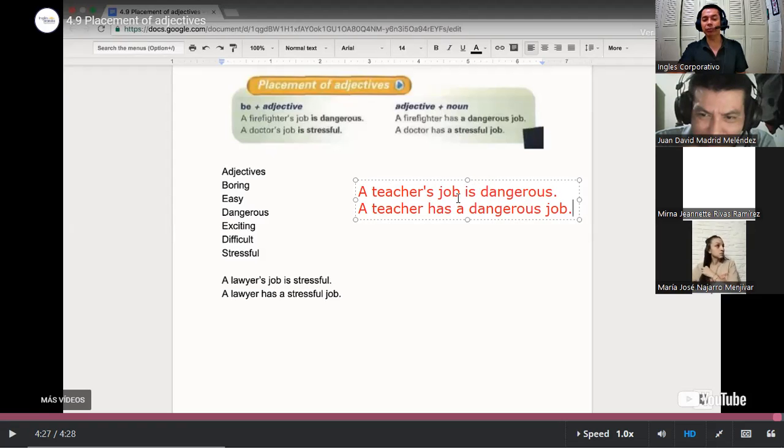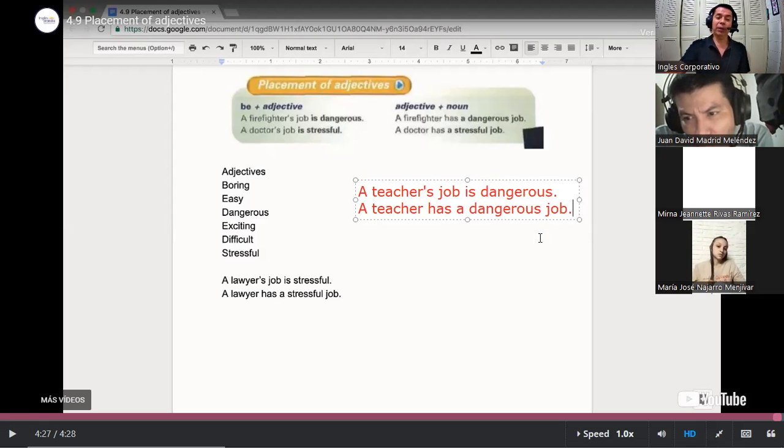So what is first? ¿Qué es lo que va primero? Primero el nombre. Y luego el adjetivo. Pero en medio tenemos el verbo to be, right? Okay, in the second case, we have a teacher has a dangerous job. So we have the adjective dangerous and then the noun job, right? First the adjective, then the noun. So here we have two examples. Can you give me an extra example, please?